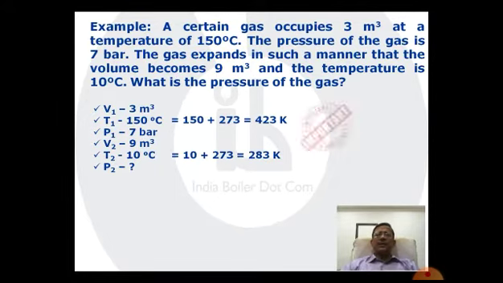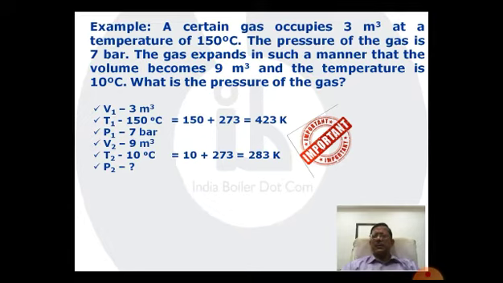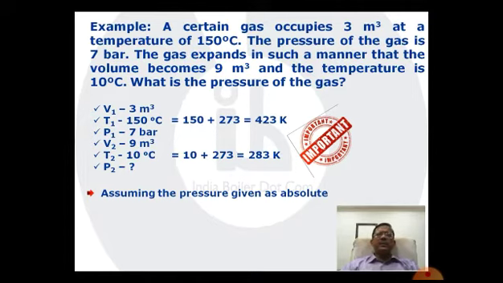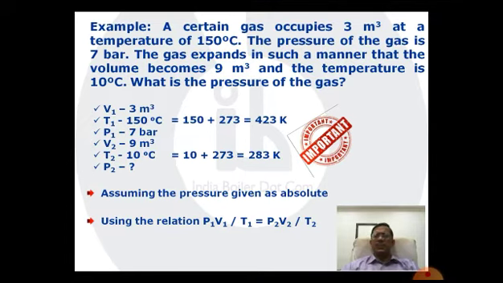In terms of pressure, we can assume that the pressure is given as absolute. If it is given in bar, you can always assume the pressure is given in absolute. It is not a bad idea to write it on top of your paper when you are solving the question, assuming the pressure given is absolute, right? Then you can simply use the relationship P1 V1 by T1 is equal to P2 V2 by T2, right? Put the values and you get the pressure 2 as 1.56 bar.